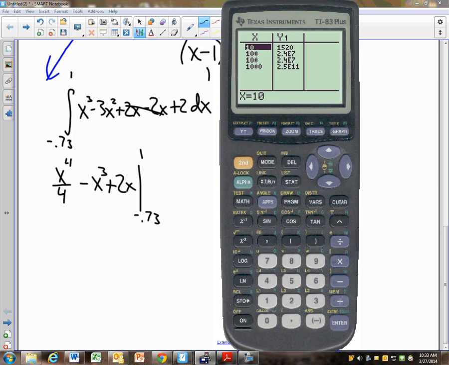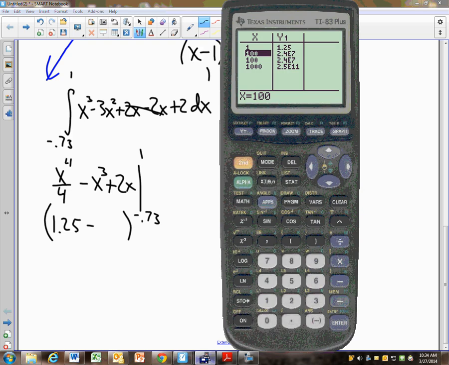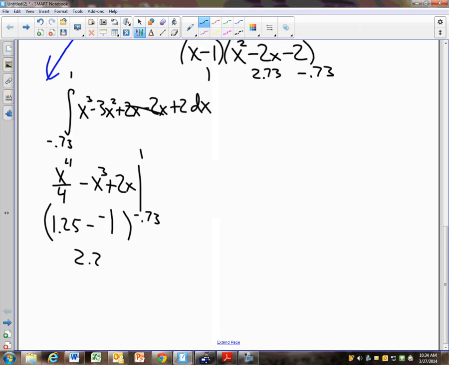So when I go into my table, I can then just type in these values to see what this gives me, right? Watch, we're going to make it real quick the second time. You're going to see how it works out. So when I have this, I just type in my values of 1. I get 1.25 minus, I plug in negative 0.73. I get negative 1. So I get 2.25.